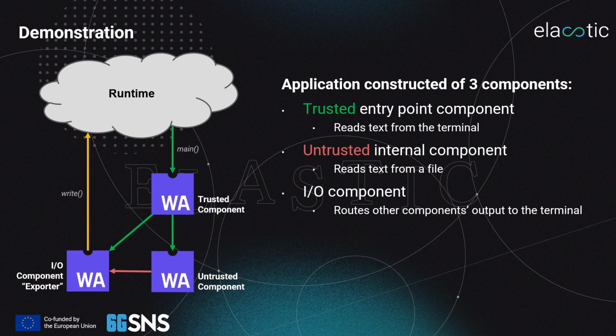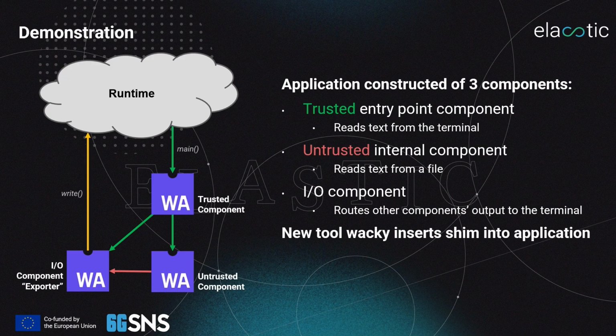So for our demonstration, we have an application that's made up of three components. A trusted entry point component, which is going to read some text from the terminal. An untrusted internal component, and this is going to read some text from a file and then print it out. We then have an I/O component, the exporter, which will route the output of other components to the terminal. The problem is that you can't distinguish between the output from the trusted and the untrusted components. The I/O component just sees it got a call from one of these two components.